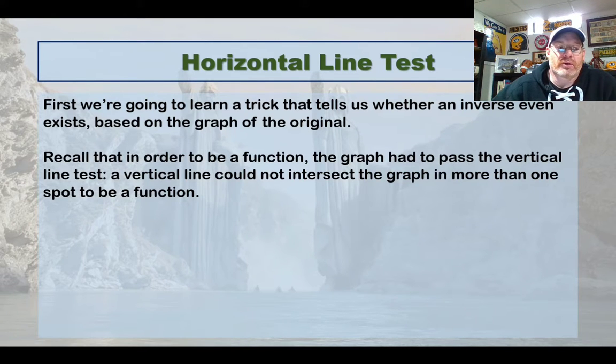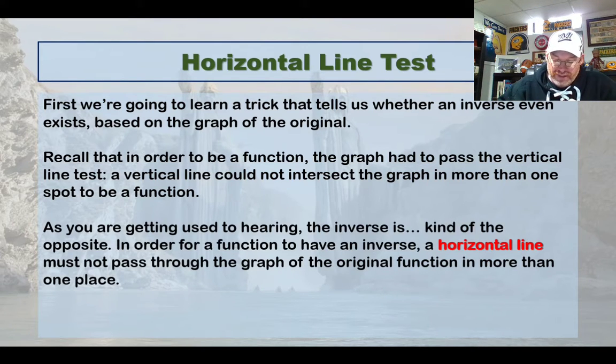First, remember that earlier in this chapter we talked about the vertical line test, which was if you have the graph of a function and you draw a vertical line anywhere on the graph, it cannot cross more than one spot. If it does, then it's not a function. Okay, that was the vertical line test.